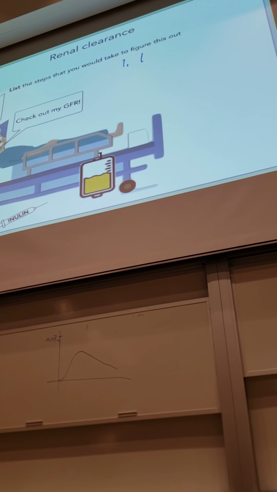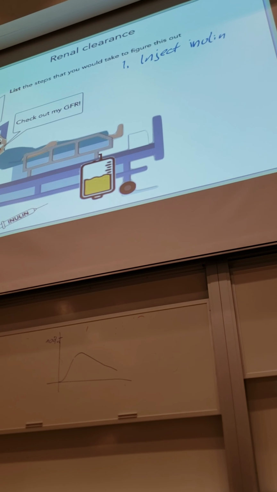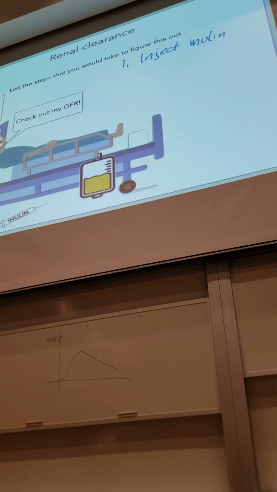What are we going to inject? Inulin. Yeah, let's inject the inulin. So now you get it into a vein. Okay, what else? Have the patient pee. What do you want to do with that bag of urine, by the way? Let's empty it first. Yeah, we're going to empty it.